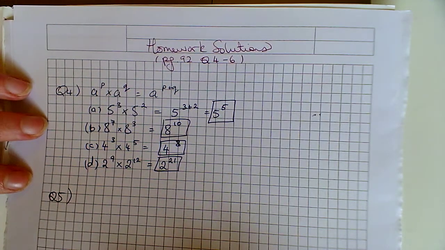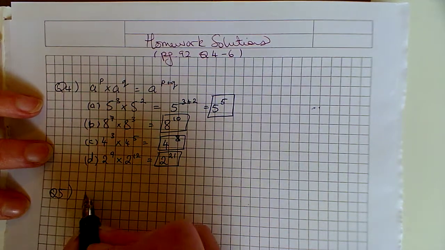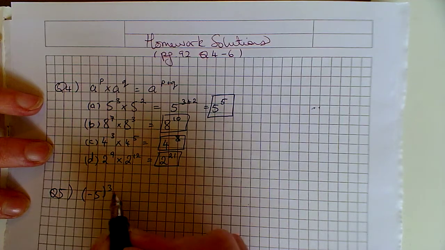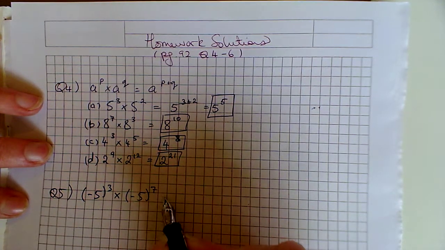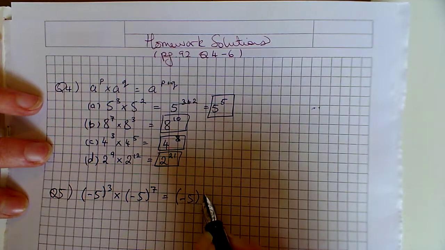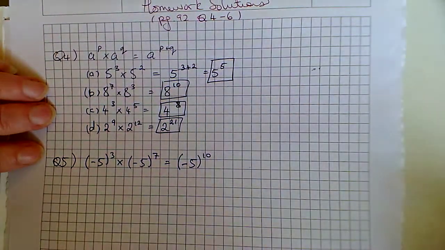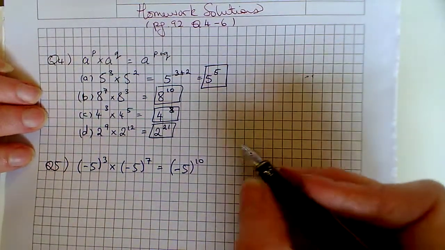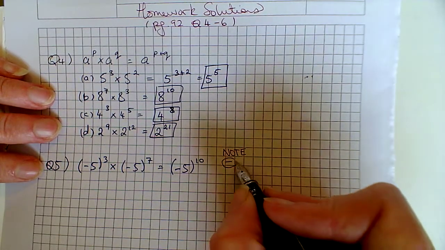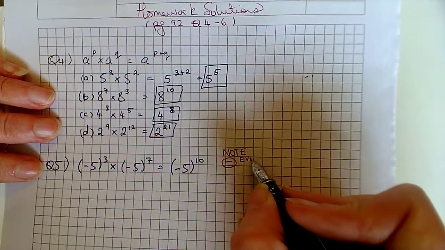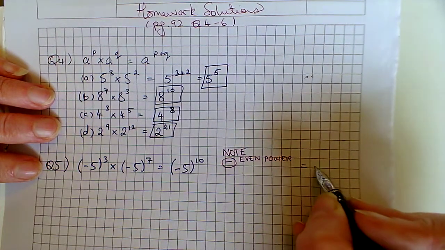Question 5 then. We're using the same law, but now we have minus numbers inside. So if we have minus 5 to the power of 3 by minus 5 to the power of 7, that will be minus 5 to the power of 10. Okay. Now, there's something we want to note. A minus sign to any even power will always be plus.